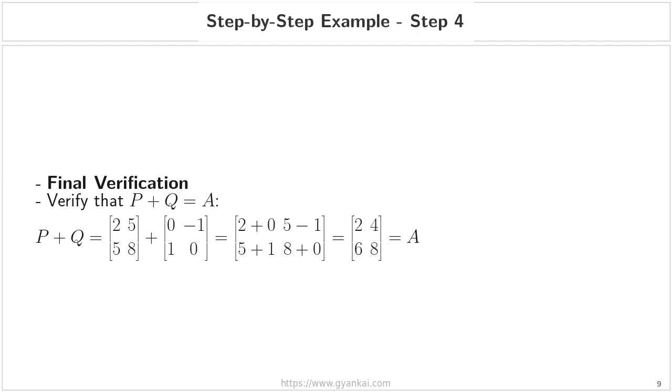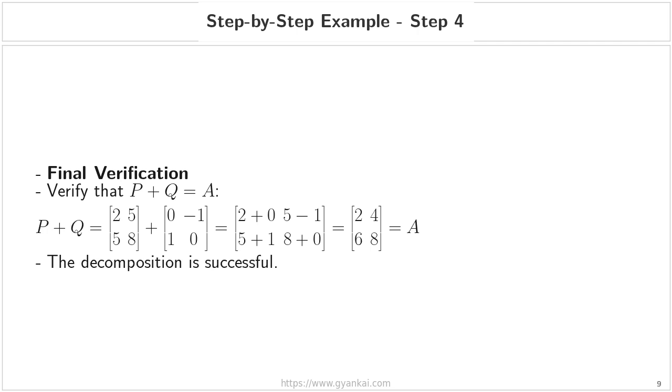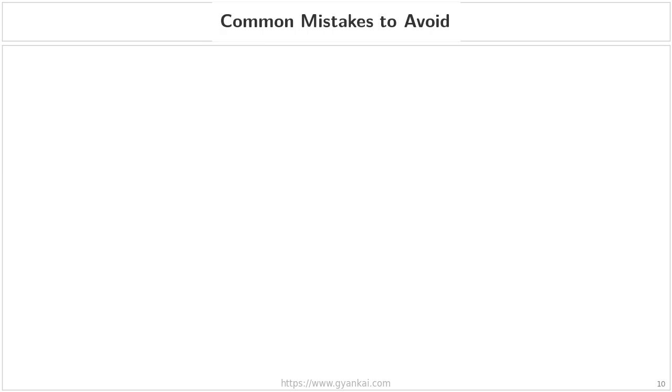By adding the corresponding elements, we get 2 plus 0 in the top left position, 5 minus 1 in the top right, 5 plus 1 in the bottom left, and 8 plus 0 in the bottom right. This results in a matrix with 2 and 4 in the first row and 6 and 8 in the second row. As you can see, this is exactly our original matrix A. This confirms that our decomposition is successful. Now that we have seen the process in action, let us move forward to discuss some common pitfalls to avoid when performing these calculations. Common mistakes to avoid.